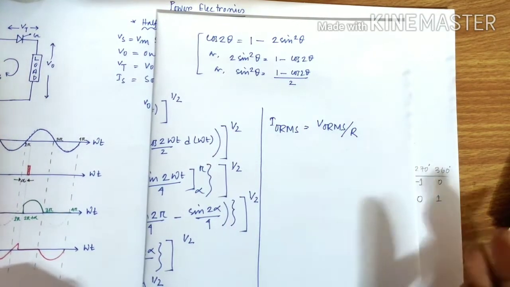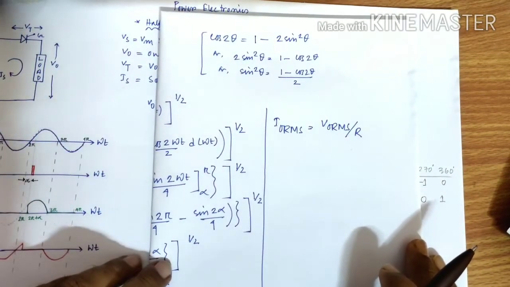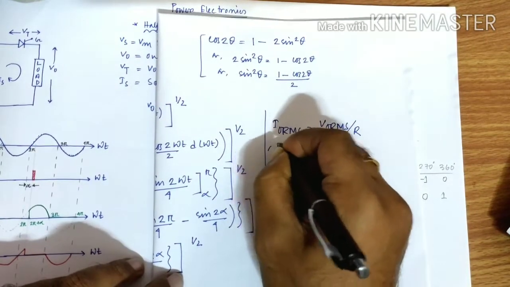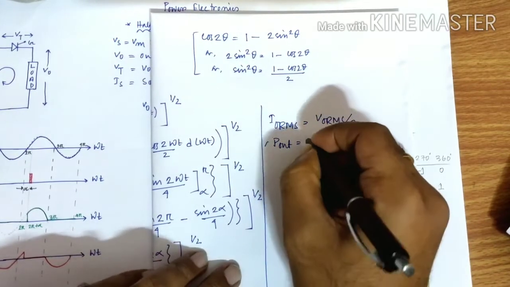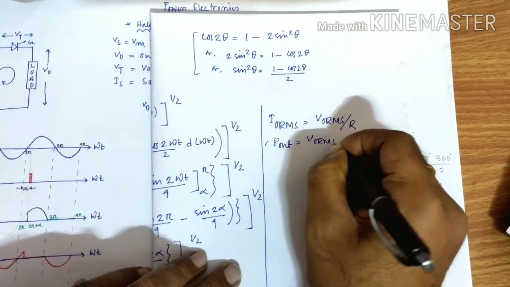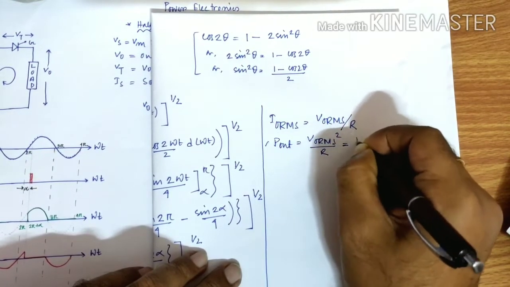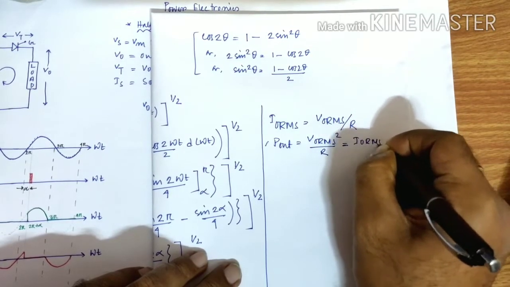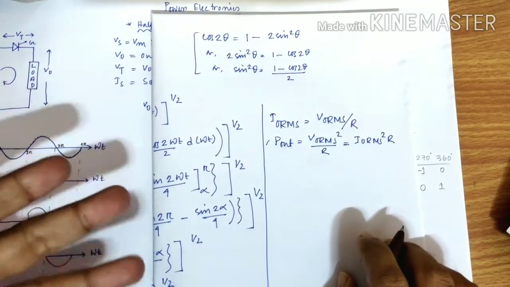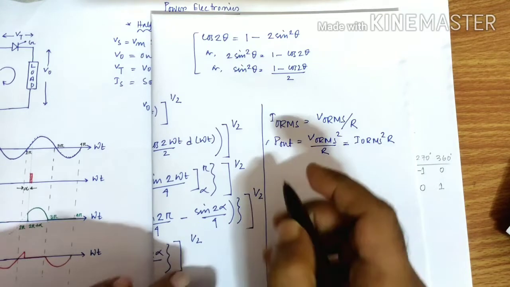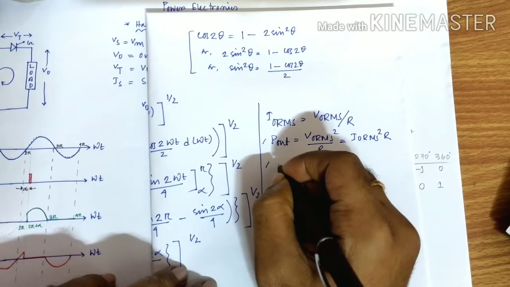After that, we need to find out something more on this particular context. The first one is output power, that is P out. P out will be V0 RMS square by R or I0 RMS square into R. That is V square by R or I square into R. The same thing that we are using here. Now the next one that we need to know here is called conduction angle of SCR.